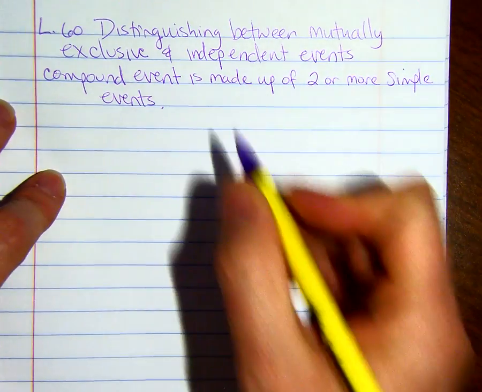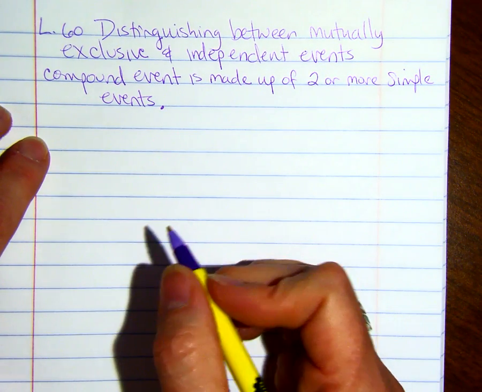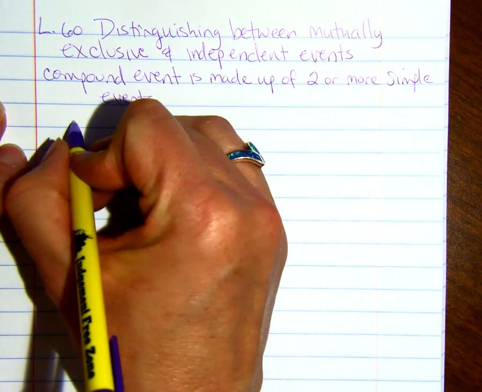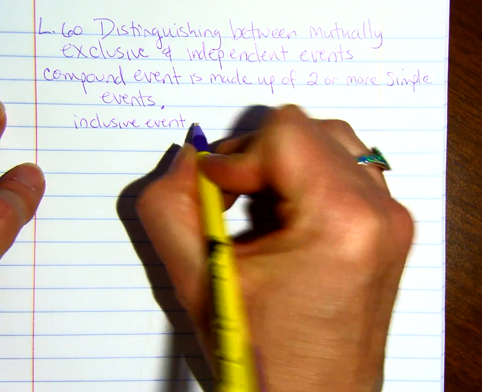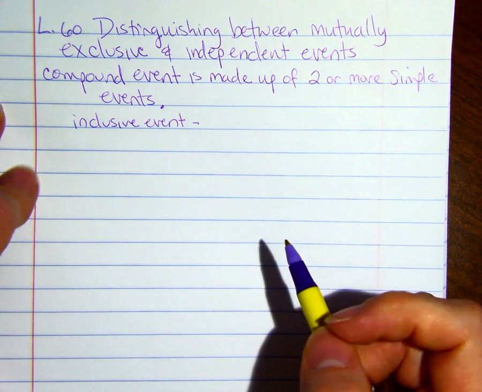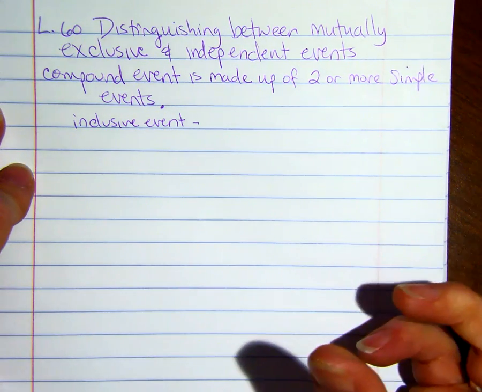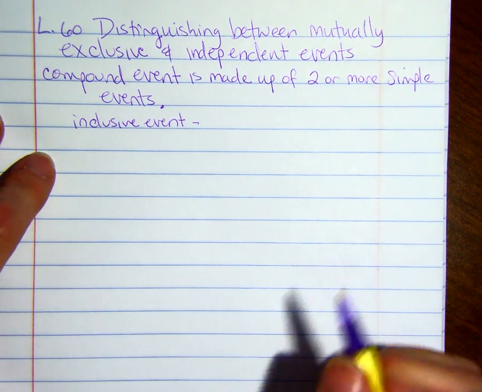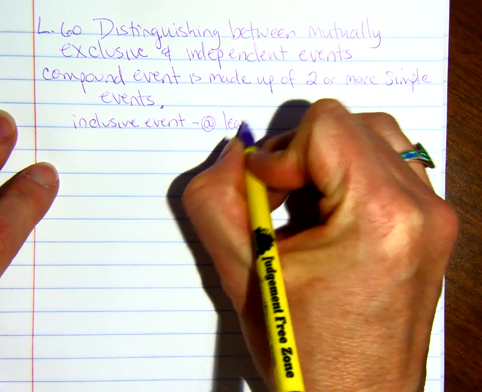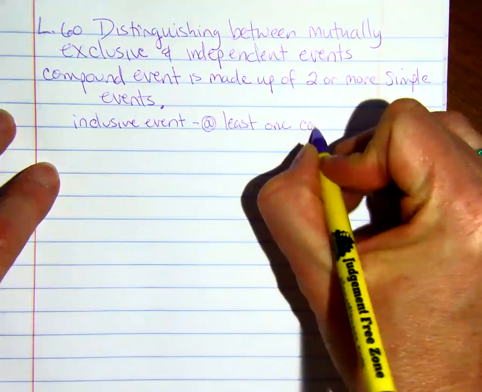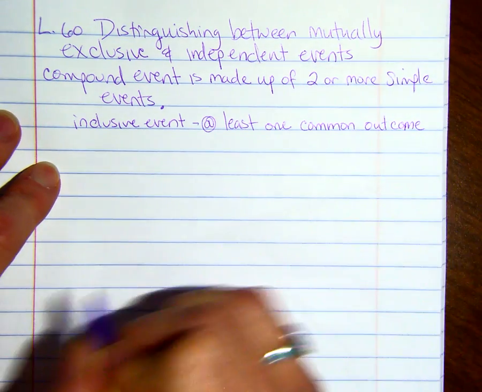There's two types of compound events that we're going to focus on. One is an inclusive event, and that means that at least one of the outcomes are in common to both events. So at least one common outcome.